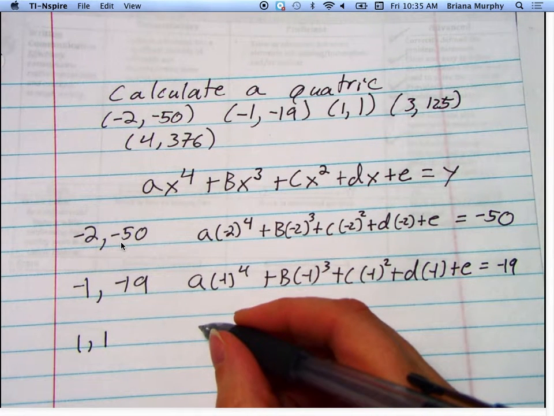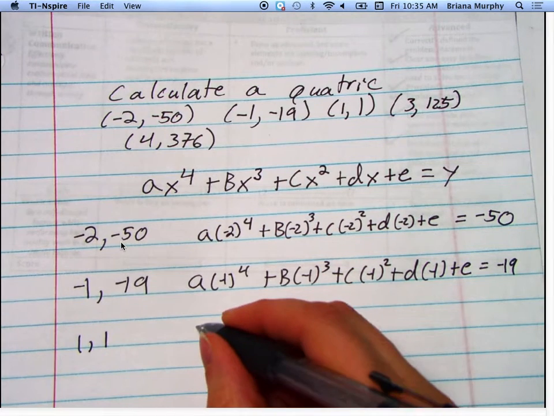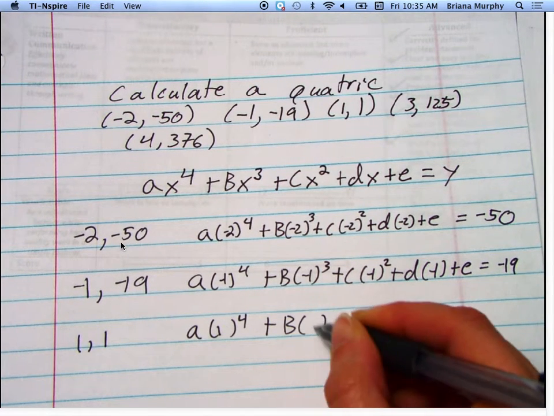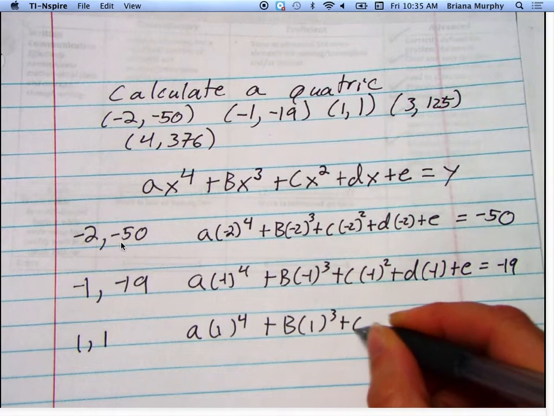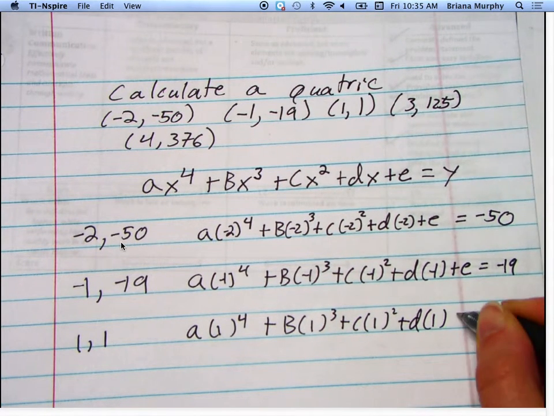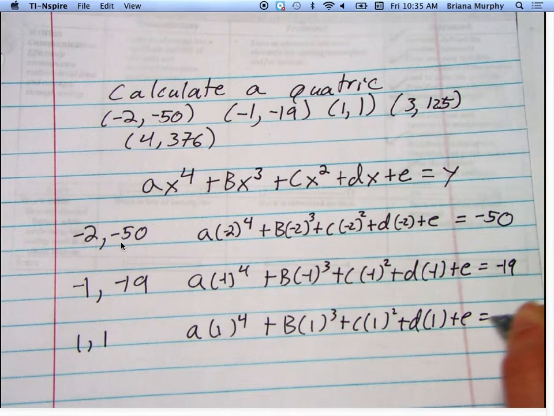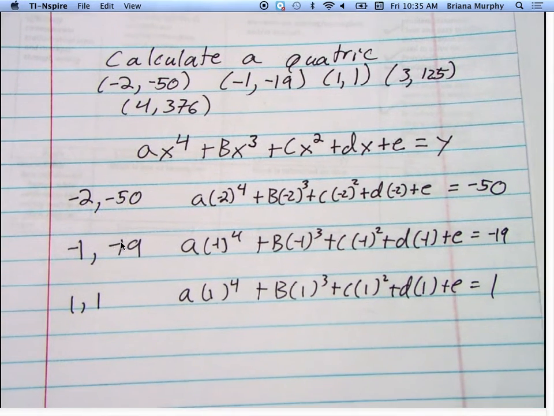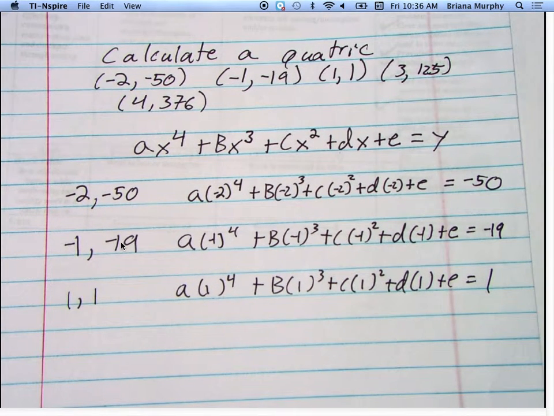Should I just do them? Yeah. Okay. A times 1 to the 4th plus b times 1 cubed plus c times 1 squared plus d times 1 plus e equals 1. I know I'm going fast, but are we okay with it? Yeah. Can't read that fast. Oh. All right.